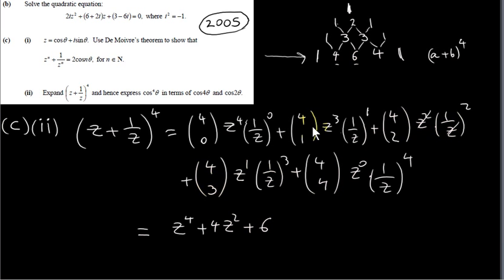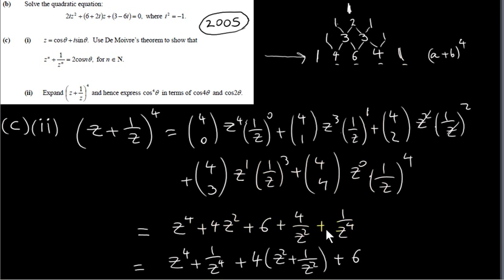We have 4c3, which is 4. So we have 4 times z times 1 over z cubed. So that's going to be 4 over z squared. So we get 1 over z squared from this. 4c4 is 1. z to the power of 0 is 1. So we just get 1 times 1 over z to the power of 4.